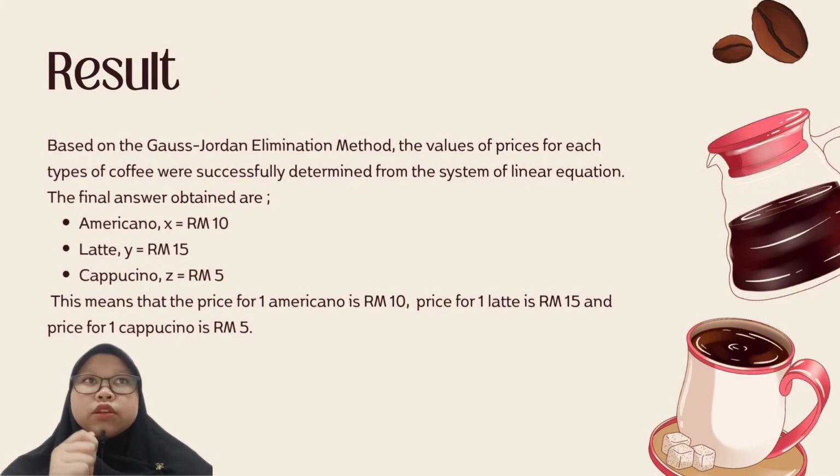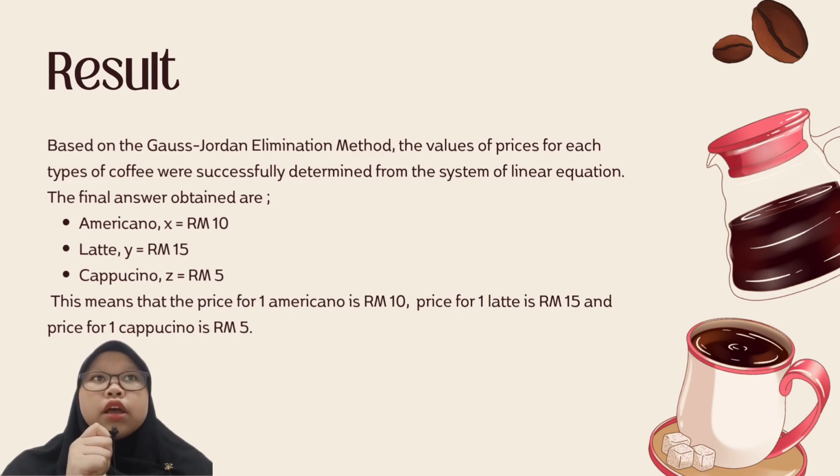For the result, based on the Gauss-Jordan Elimination Method, the value of the price for each type of coffee was successfully determined from the system of linear equations. The final answers obtained are Americano, which is X, equal to RM 10, Latte, which is Y, equal to RM 15, Cappuccino, which is Z, equal to RM 5. This means the price for one Americano is RM 10, the price for one latte is RM 15, and the price for one cappuccino is RM 5.